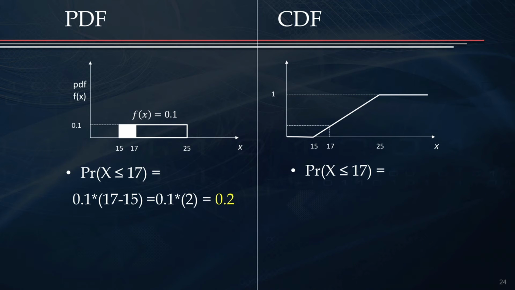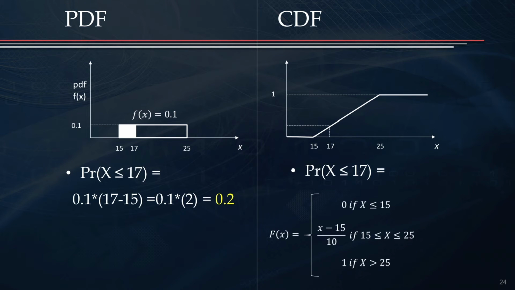Now on the right-hand side, I can do the same calculation if I know the height at the point 17. So let me give you the analytical expression for the graph that you see. This is capital F of x equal to 0 for any value x less than or equal to 15. It's equal to the line (x minus 15) over 10 for any values between 15 and 25, and it's equal to 1 for anything greater than 25. So now that you have the math behind this picture, we can take the value 17 and plug it in and get (17 minus 15) divided by 10, or 0.2. Notice that this is the same as on the left-hand side with the PDF.